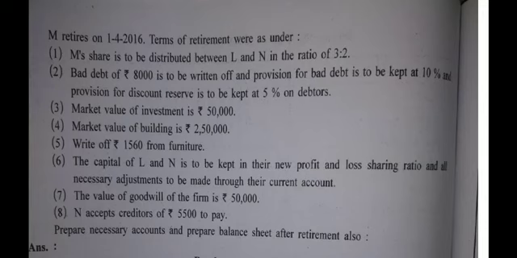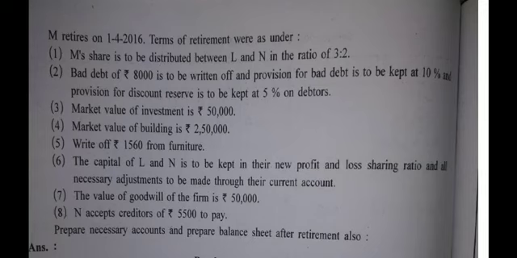The value of goodwill of the firm is rupees 50,000. Again, not a new adjustment. This is the new value, and out of this the share of the retiring partner is to be obtained, which is to be paid by the existing partners in their gaining ratio, which is also mentioned, and which is 3:2 as per your first adjustment. Extremely simple.